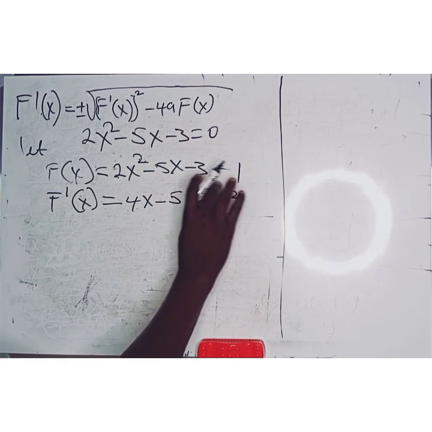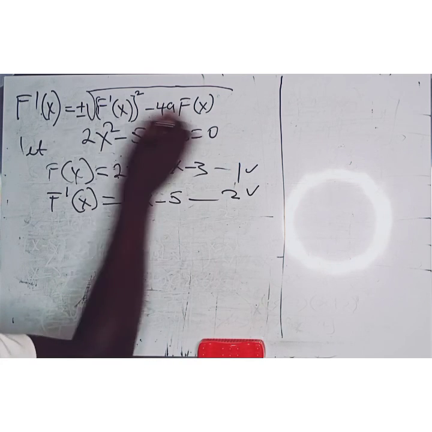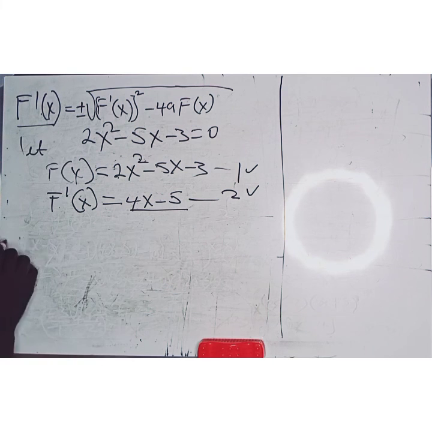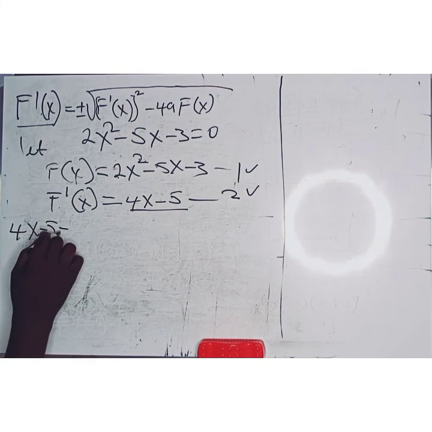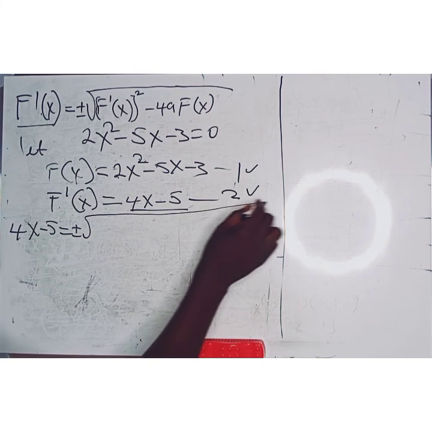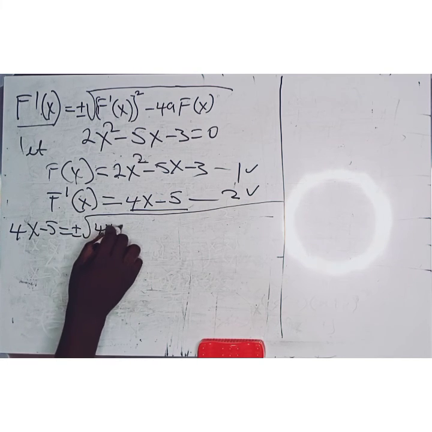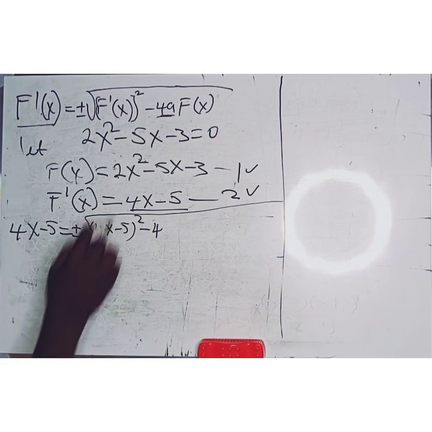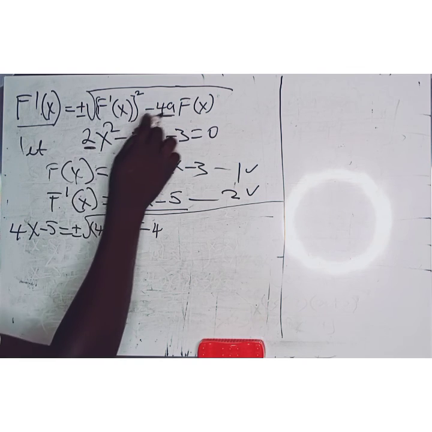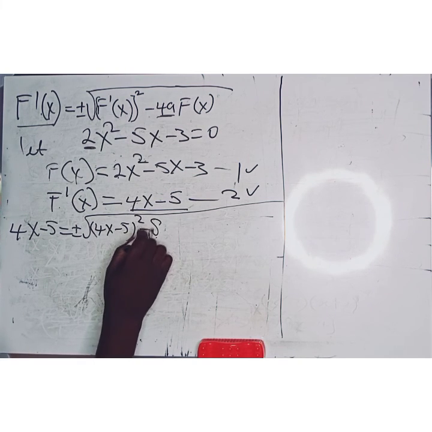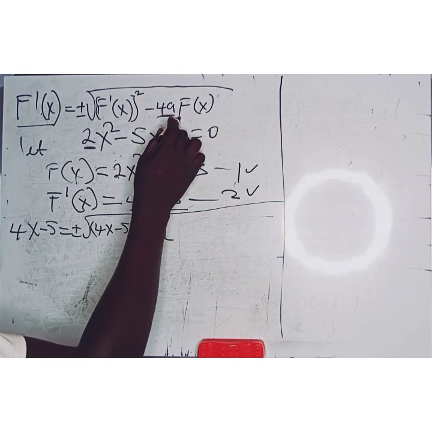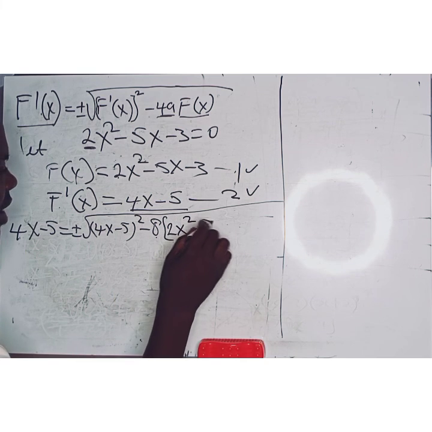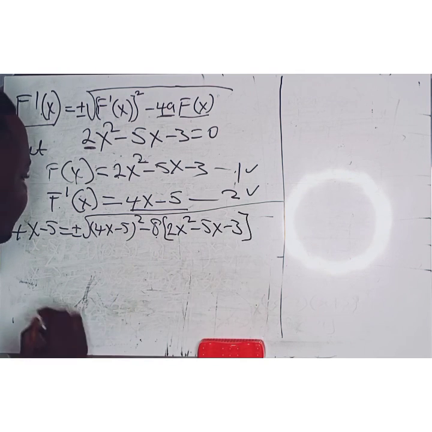So now, I will substitute these two equations into the formula to have, in place of f prime of x, this: 4x minus 5 equals plus or minus the root of 4x minus 5 all squared minus 4a f of x. But what is my a? My a is 2. 4 times 2 is 8. So in place of this, I write 8 f of x. f of x is the first equation, which is 2x squared minus 5x minus 3.